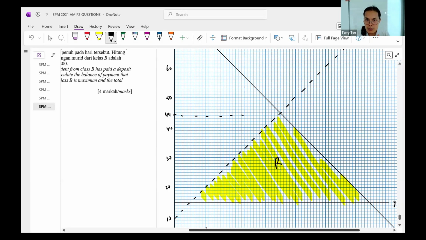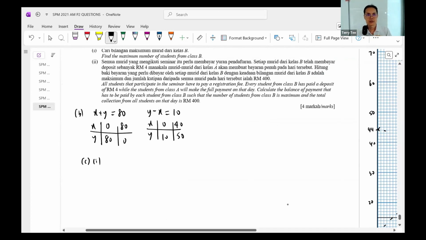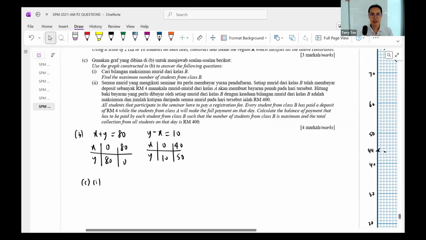It must be in the region here. 45 is here, right? 45 is on the line. 44. Yeah? You must take the region inside. The line inside you cannot take. Yeah? So it's 44, not 45. Okay? That's your maximum. So come back to this. So the maximum number of students from class B, Y maximum, is 44.